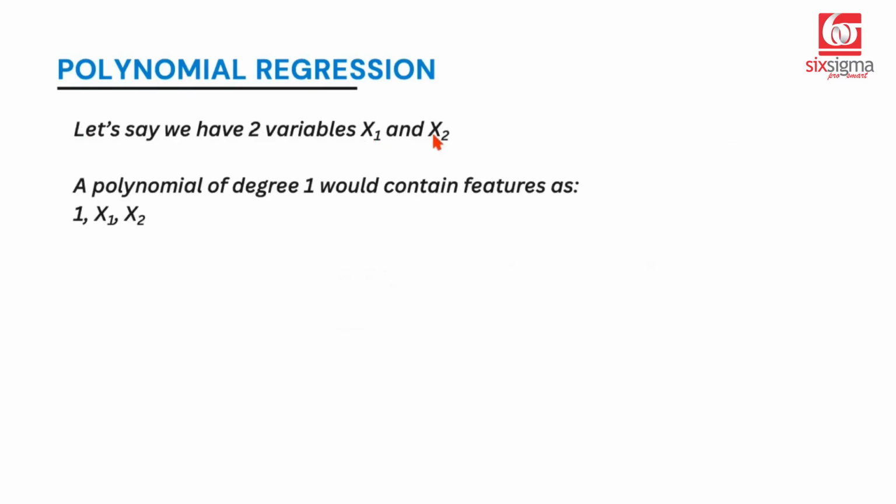Let's say we have two variables, x1 and x2. These are the predictors helping us predict a variable y. So what would a polynomial of degree 1 look like? A polynomial of degree 1 would have features such as 1 for the constant, x1 and x2.